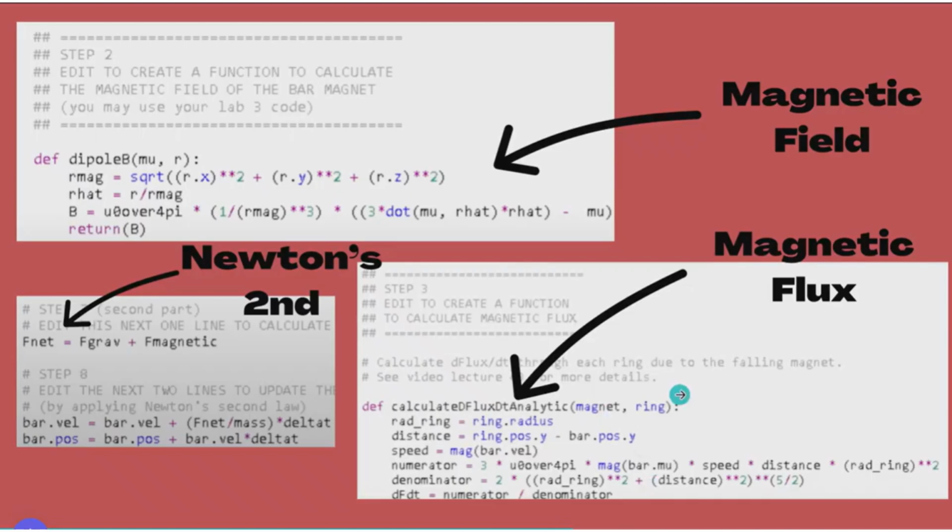This was the GlowScript code. In the top, you see the code used to compute the magnetic field. On the left, you see the code used to compute Newton's second law, and on the right, you see the magnetic flux.